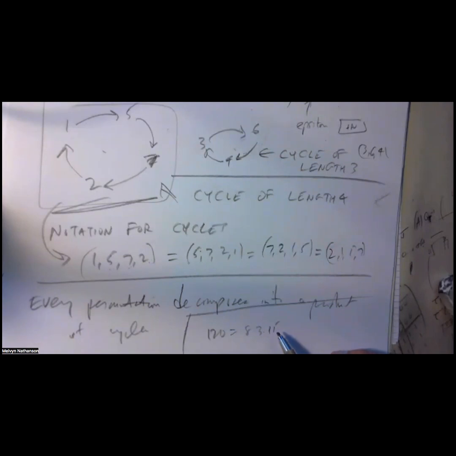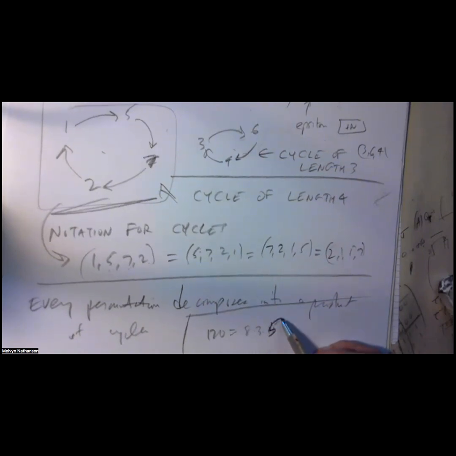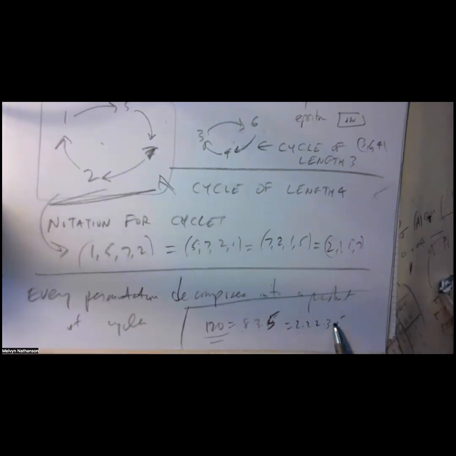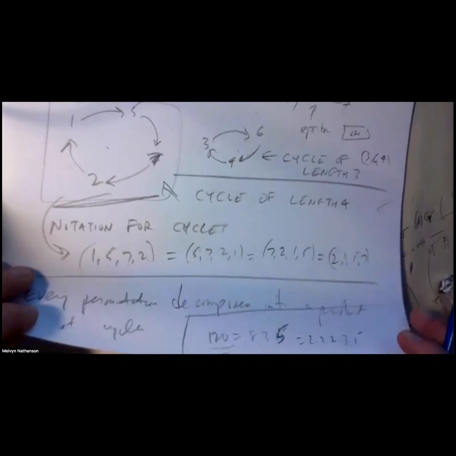Is that right? 60? No. 40. That's not right. 8 times 3 times 5. And 8 is 2 times 2 times 2, times 3 times 5. So here I have the number 120, and I wrote it as a product of prime numbers, 2s, 3s, and 5s. So that's a decomposition of a positive integer into a product of primes. And very similar to that, you can take a permutation and decompose it into a product of cycles.